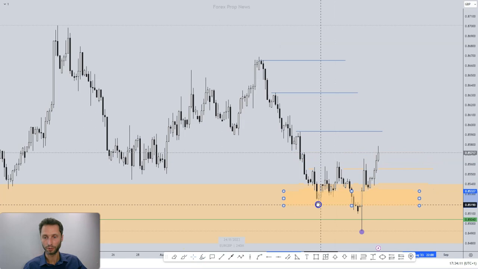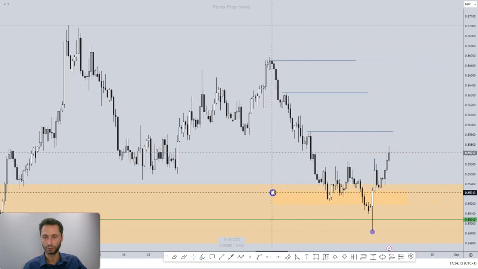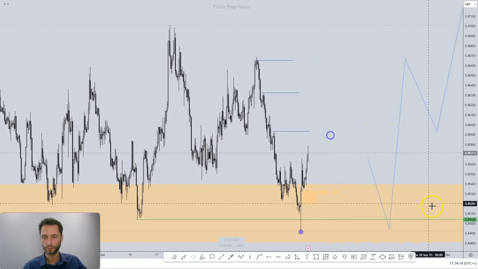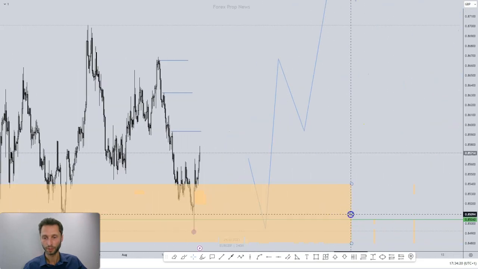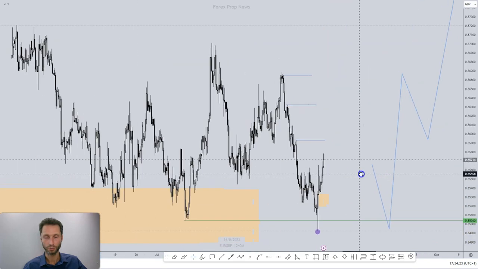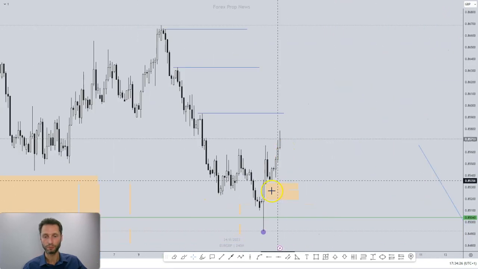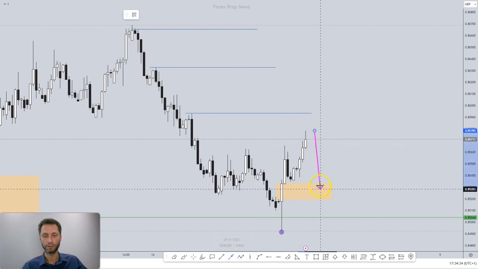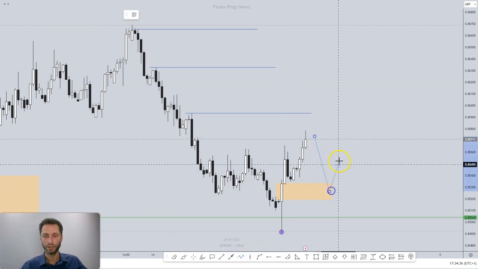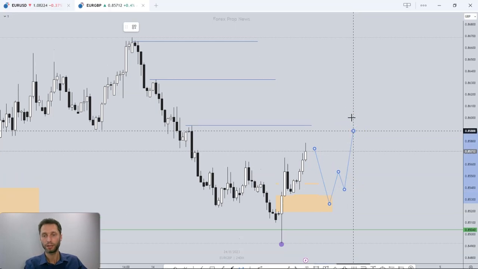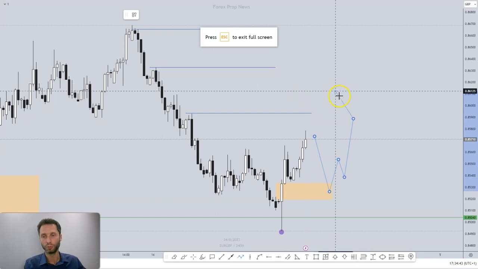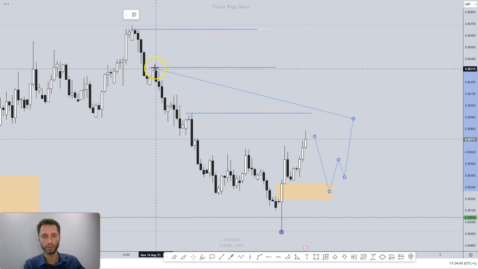Now that we've gone higher, we're going to look for a level. Let's move this away. That was just a zone. So a level to enter from. We've got a place here where price has not come back to yet. We may get a retracement. If that happens, and we have a push higher, then we could consider a higher probability to move to the upside to the next levels here, here, and here.